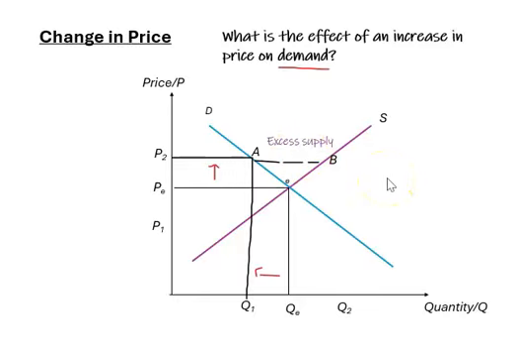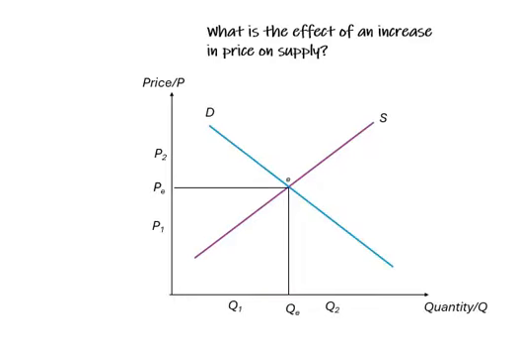When there's excess supply in the market, producers reduce prices to increase demand or to stimulate demand. So as price decreases, demand increases, and the market restores itself back to equilibrium. Let's look at the next example.